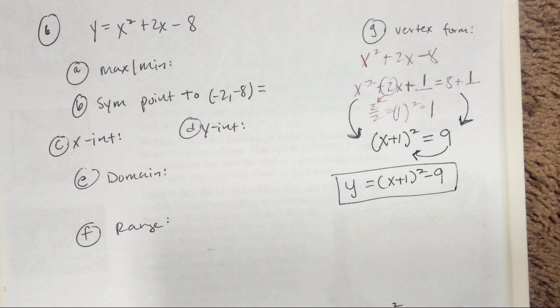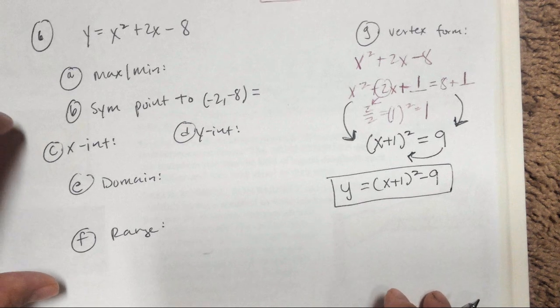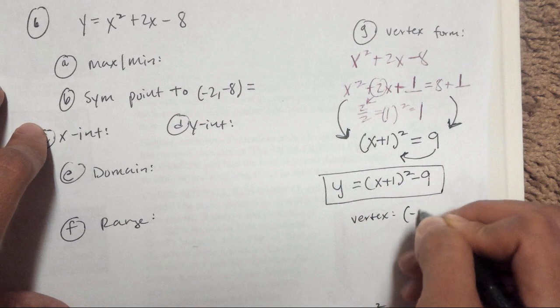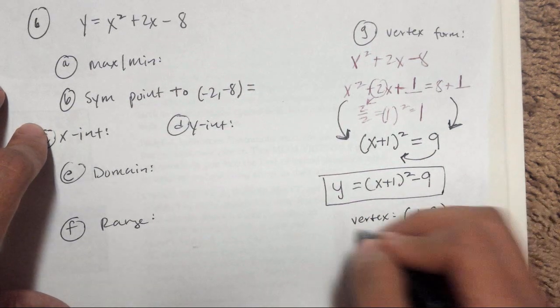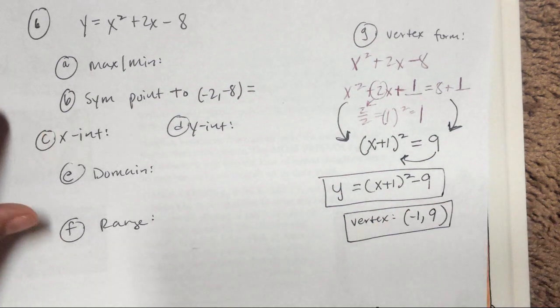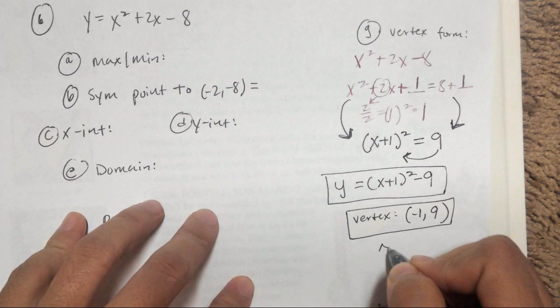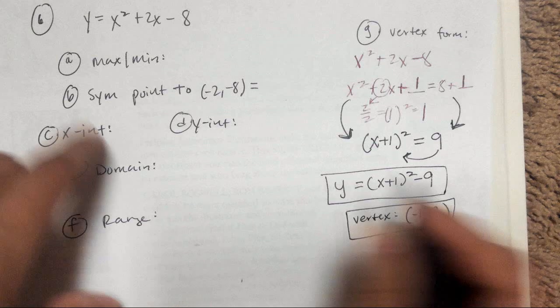And so now I can see what my vertex is. Does it ask for the vertex? I don't know if it does, but my vertex is -1, 9. So since it's positive, it's going to open up. So that's going to be a minimum.